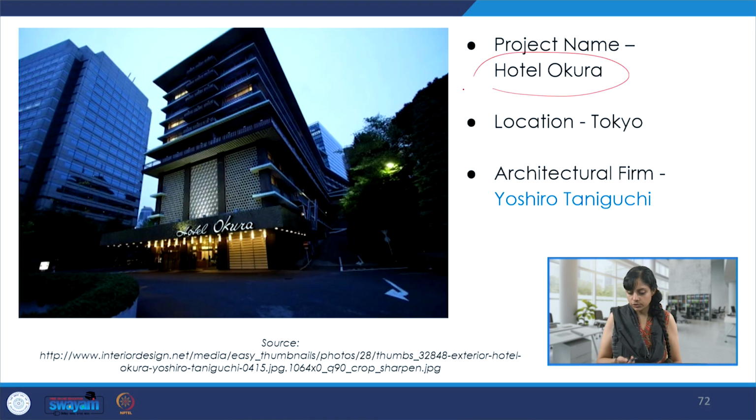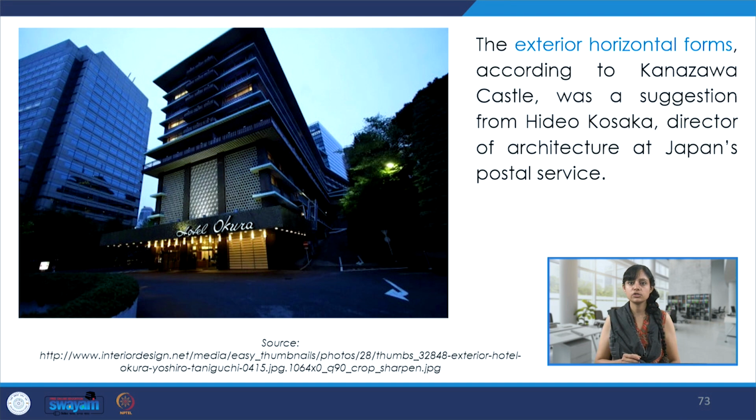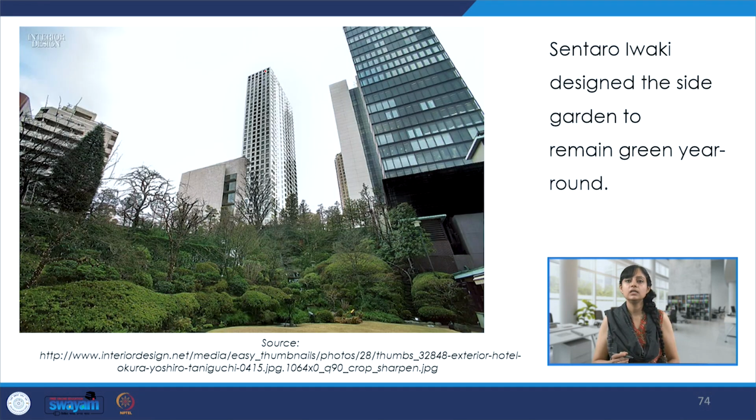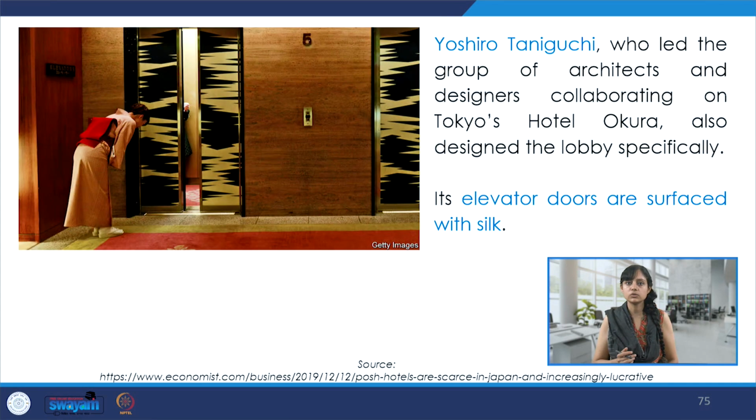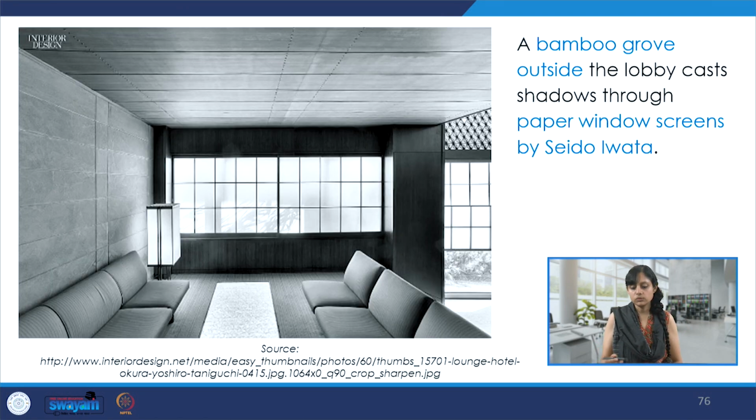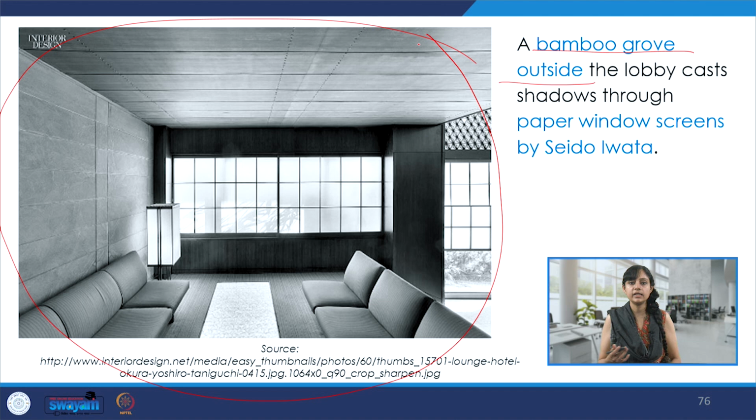Then there is Hotel Okura. This is a Tokyo-based project, and it has these interesting exterior horizontal forms. And there is also the juxtaposition with the garden, an interesting placement of modern material and the landscape outside. I also find this very interesting detail, the elevator doors which have surface finishes with silk and textiles. There is a bamboo grove outside, and there are paper window screens, and a very beautiful space over here, very elegantly designed and composed.